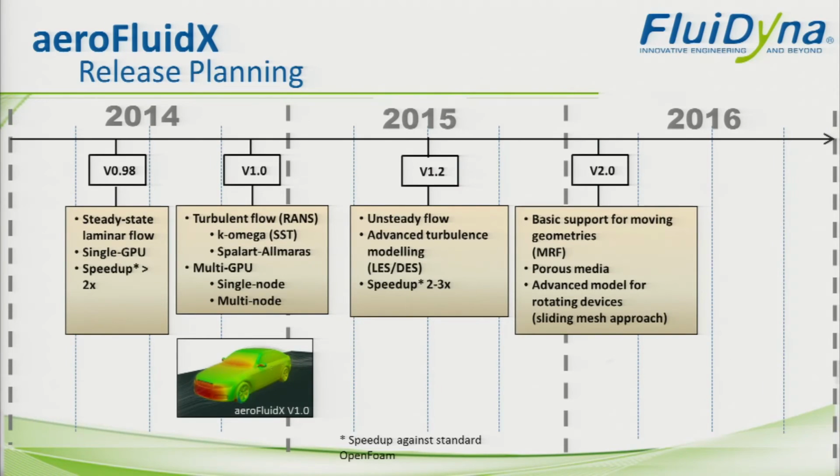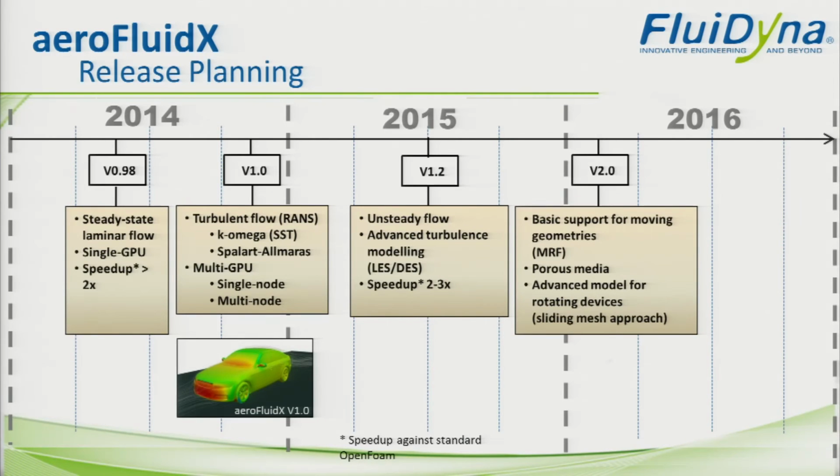The product planning for aeroFluidX is that right now the implementation is only steady-state, laminar flow on a single GPU. But sometime in the third quarter or later, FluiDyna will have a turbulent implementation, at least the k-omega and the Spalart-Allmaras models. There will also be multi-GPU and multi-node support. Later, that would be extended to more unsteady turbulence, such as LES, large eddy simulations, or DES, and then making it more generic.